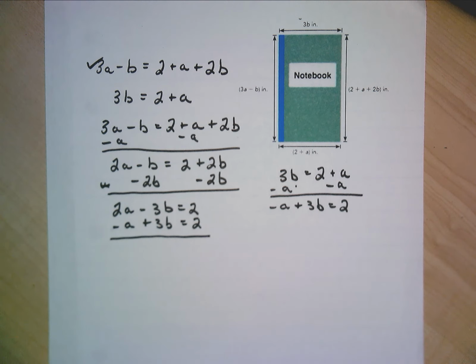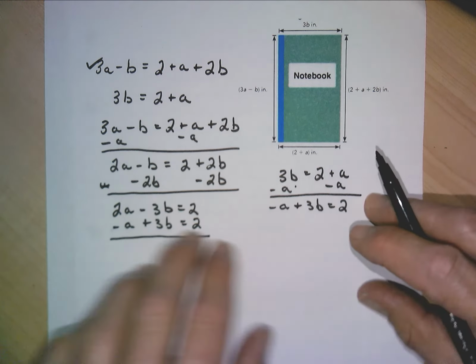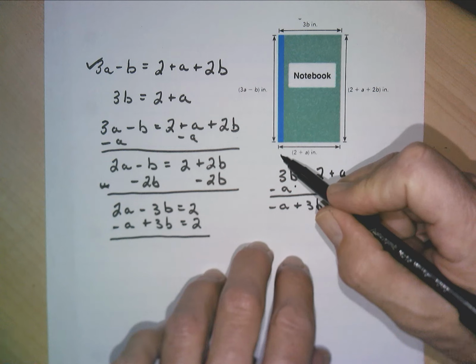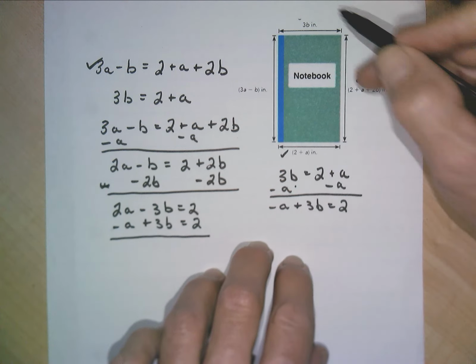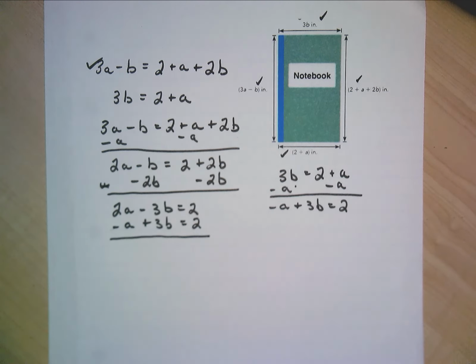And there's two things you have to answer. What is the value of a? What is the value of b? And what is the perimeter of the notebook? So you're going to have to figure out, once you have a and b, what is the value of all 4 of these and add them together. All right? That's the setup.